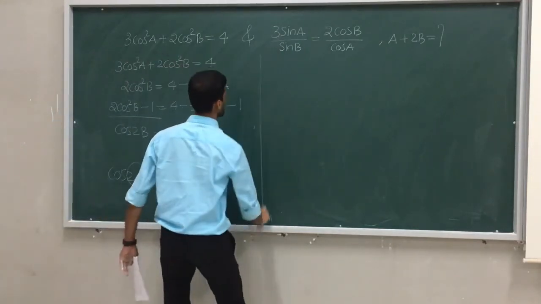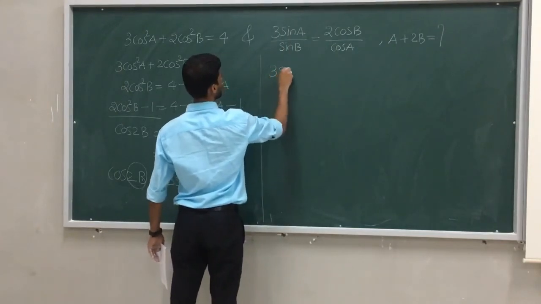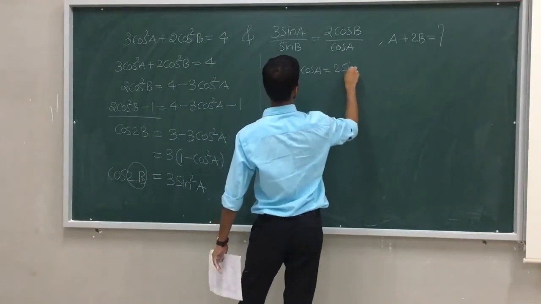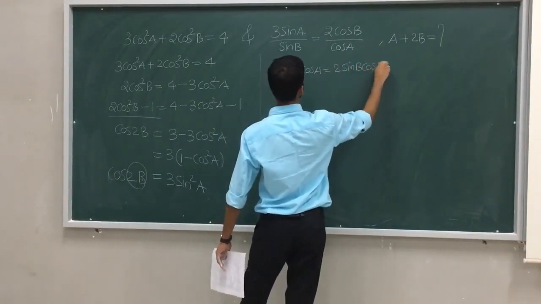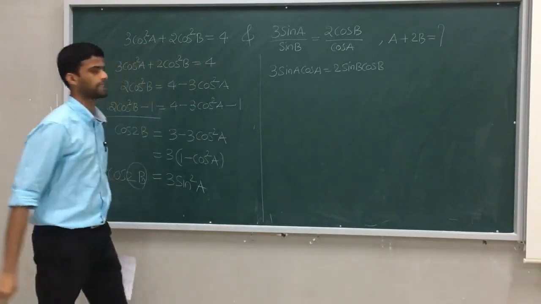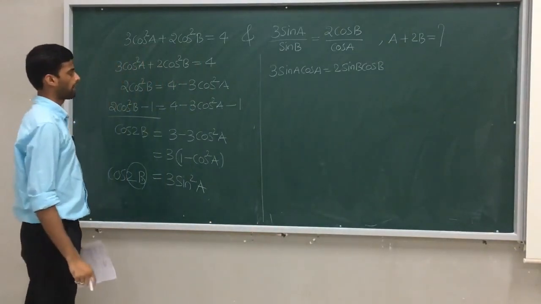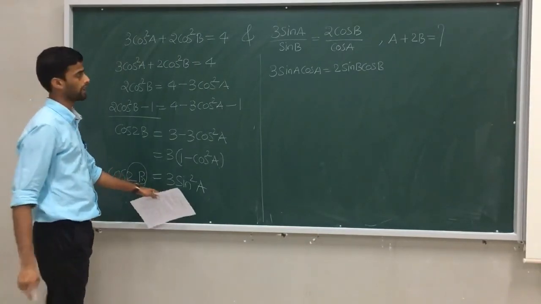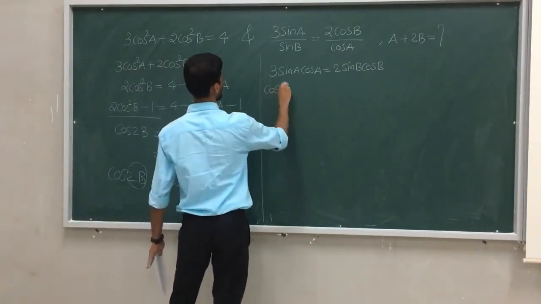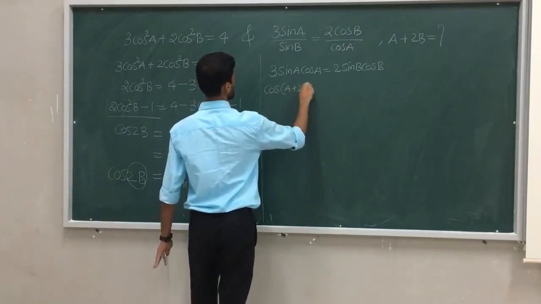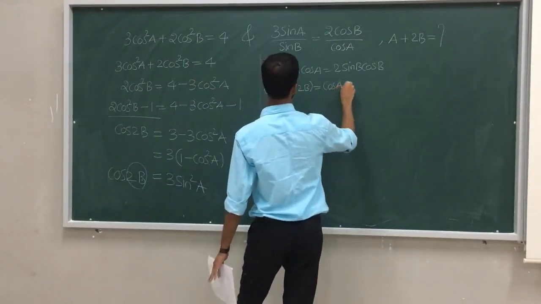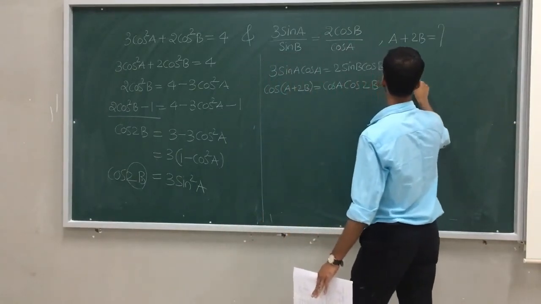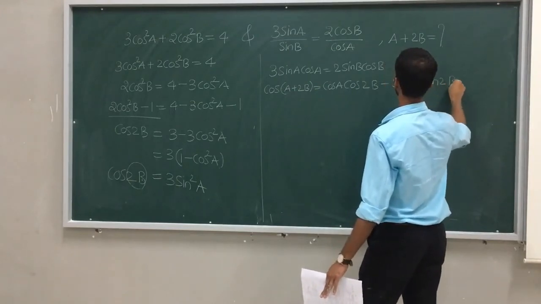Now anyhow I need to work with something. This is given already, so cross multiply. When I cross multiply, I get 3 sin A cos A is equal to 2 sin B cos B. Now, what to do with this? This is most important. We got cos of 2B equal to 3 sin square A. What if I apply it like this? Cos of A plus 2B is cos A cos 2B minus sin A sin 2B.